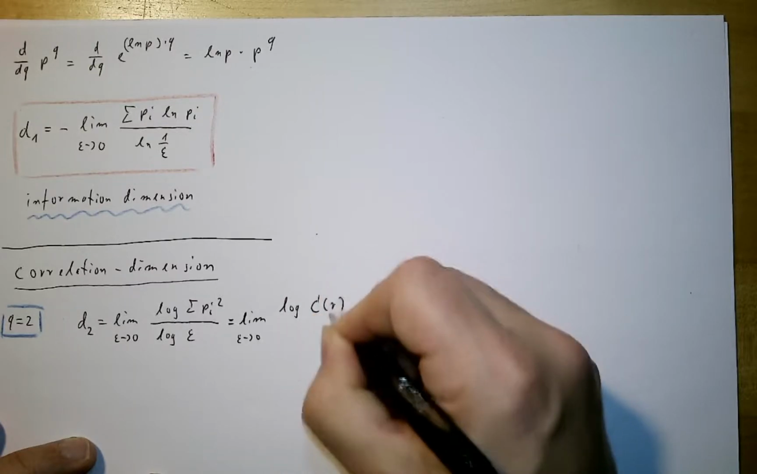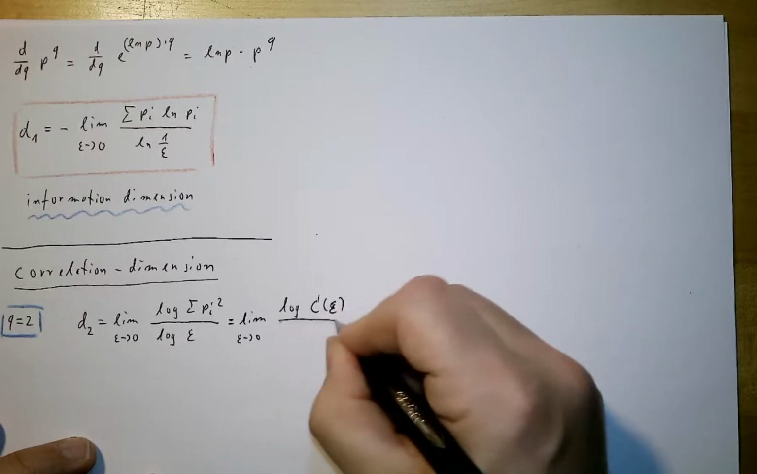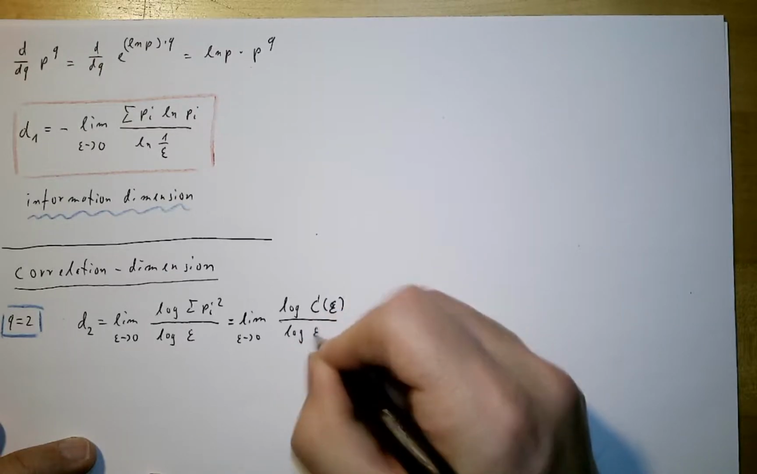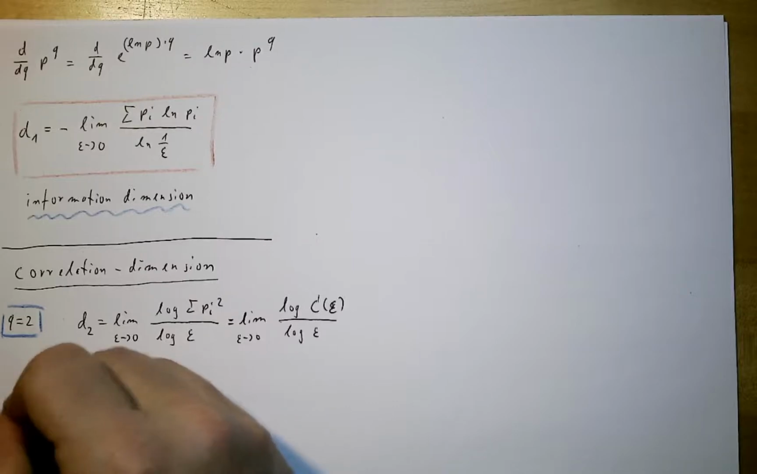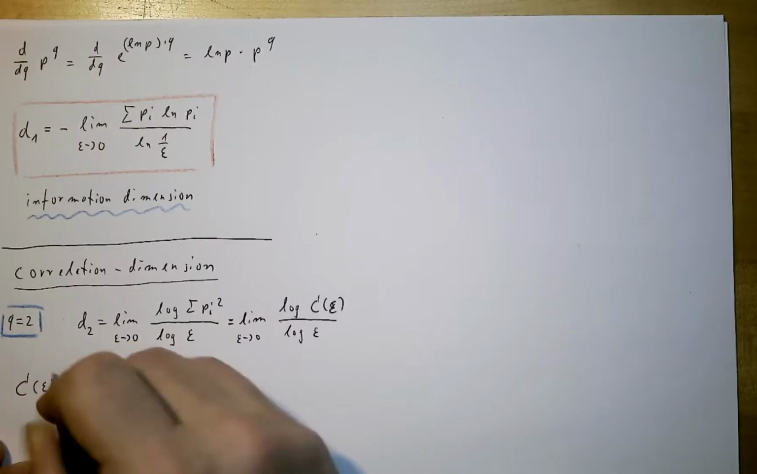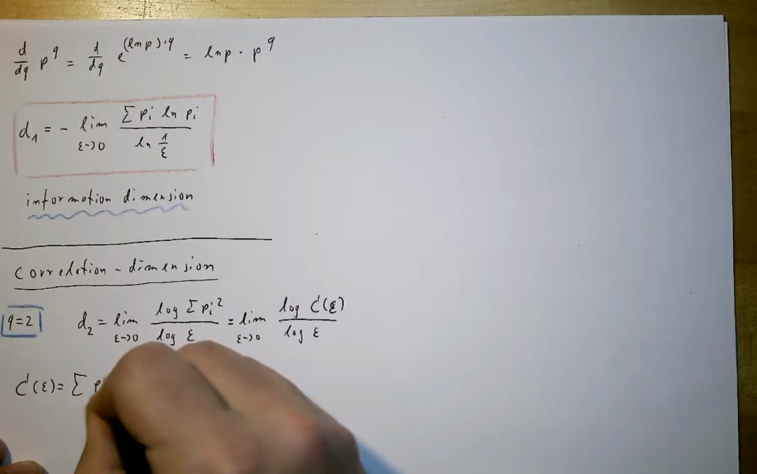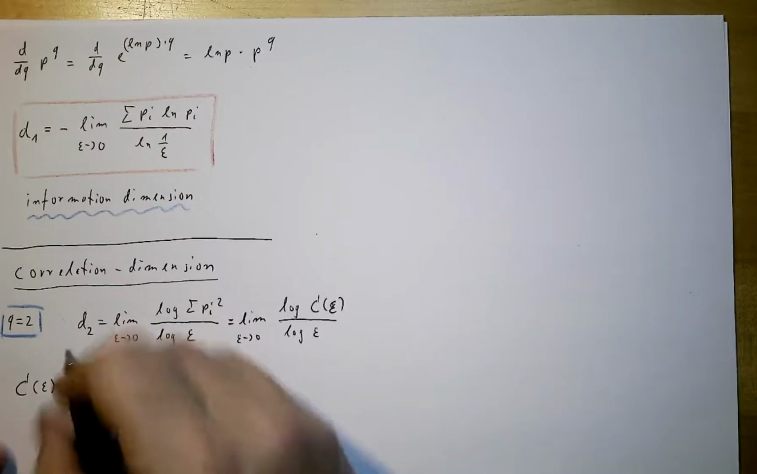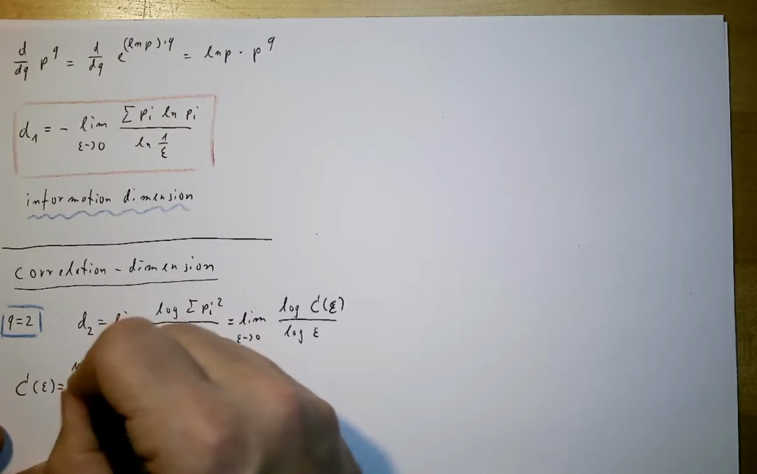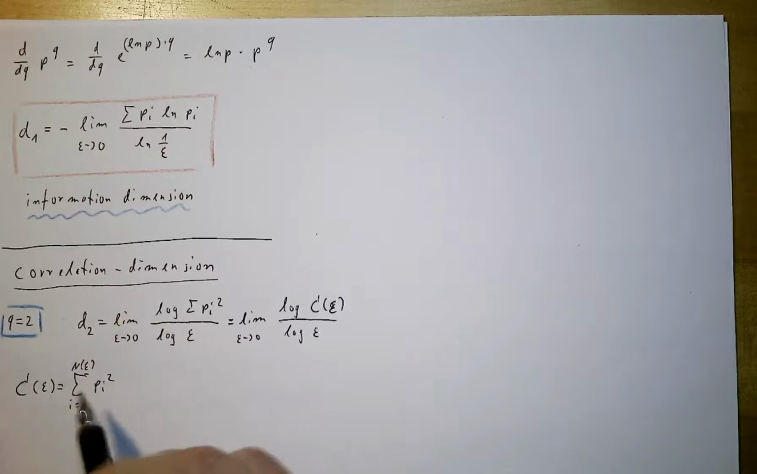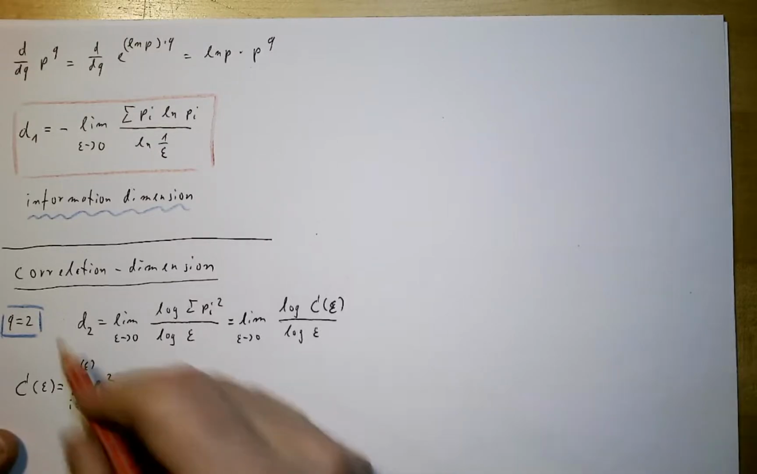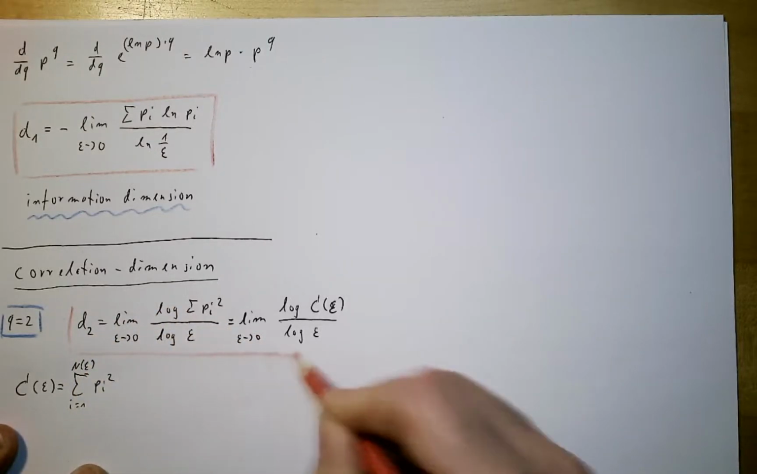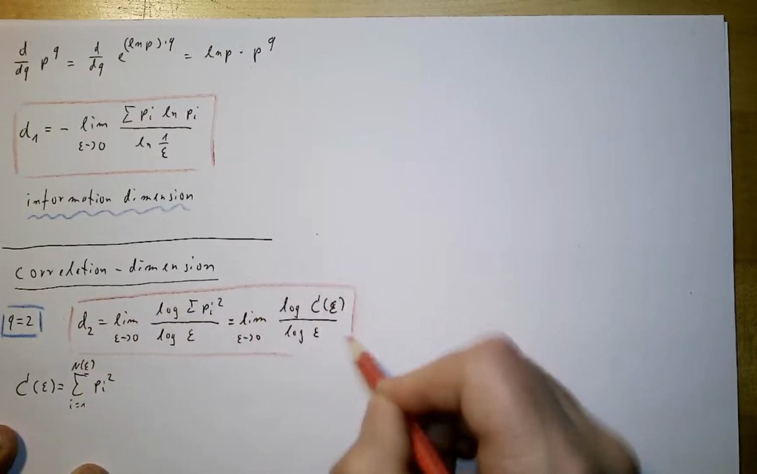And so sometimes this is written as the limit epsilon goes to 0 of the log of the correlation sum C of epsilon divided by log of epsilon, and this correlation sum is just the sum of this p_i squared over all boxes i until N of epsilon. Of course, we need only sum over the boxes of our covering, because for the other boxes we have 0 anyhow. So that's then the definition of the correlation dimension.